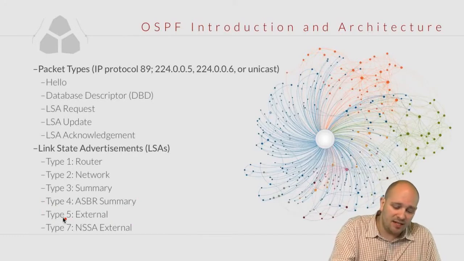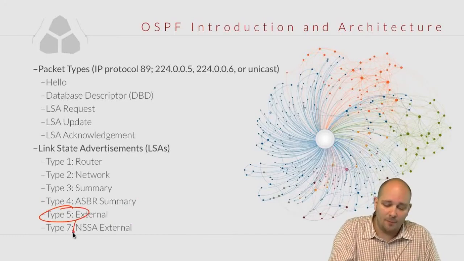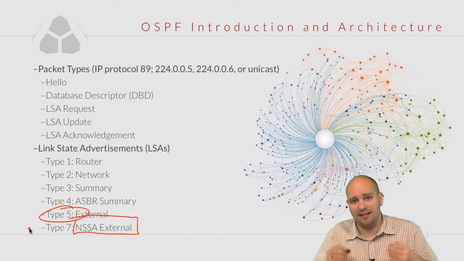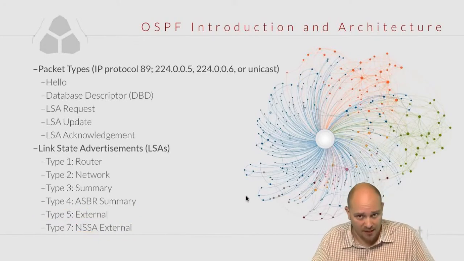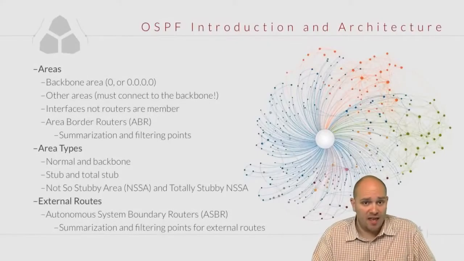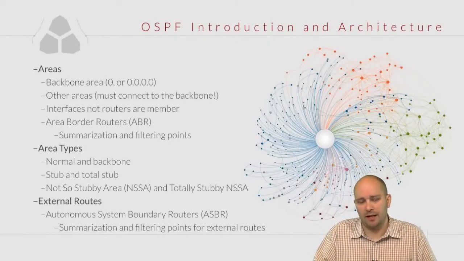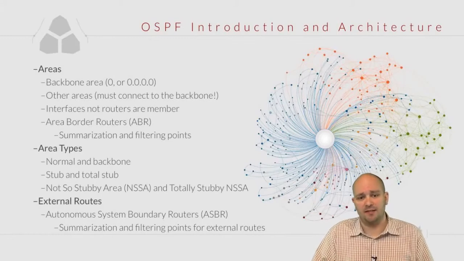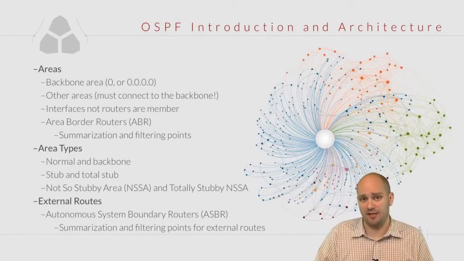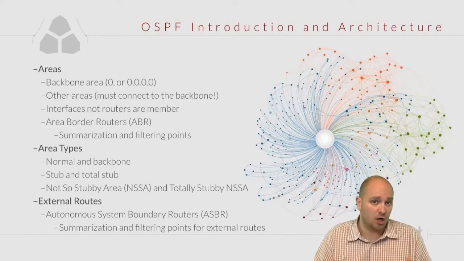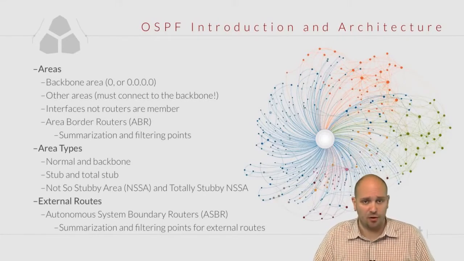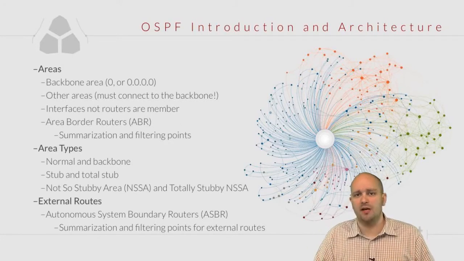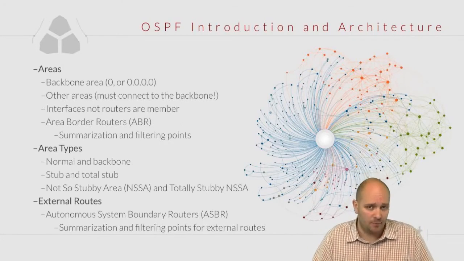And Type 7 is very similar to Type 5, but in a special area type that is called the NSSA area, or the not so stubby area. And speaking of areas, let's talk about them a little bit. I did mention that there are different areas in OSPF, and not all areas are the same. OSPF relies on a hierarchical design of areas. There is one area that is considered to be the backbone area.